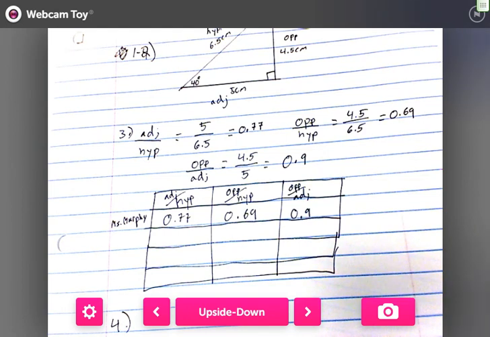Phase 3 is you're going to draw a sketch and dilate it by a factor of 1 divided by the hypotenuse. So mine, I would multiply each side by 1 divided by 6.5, so 0.54. Okay? Then I'd find the ratio of adjacent over hypotenuse, opposite over hypotenuse, and opposite over adjacent, and talk about what I noticed.